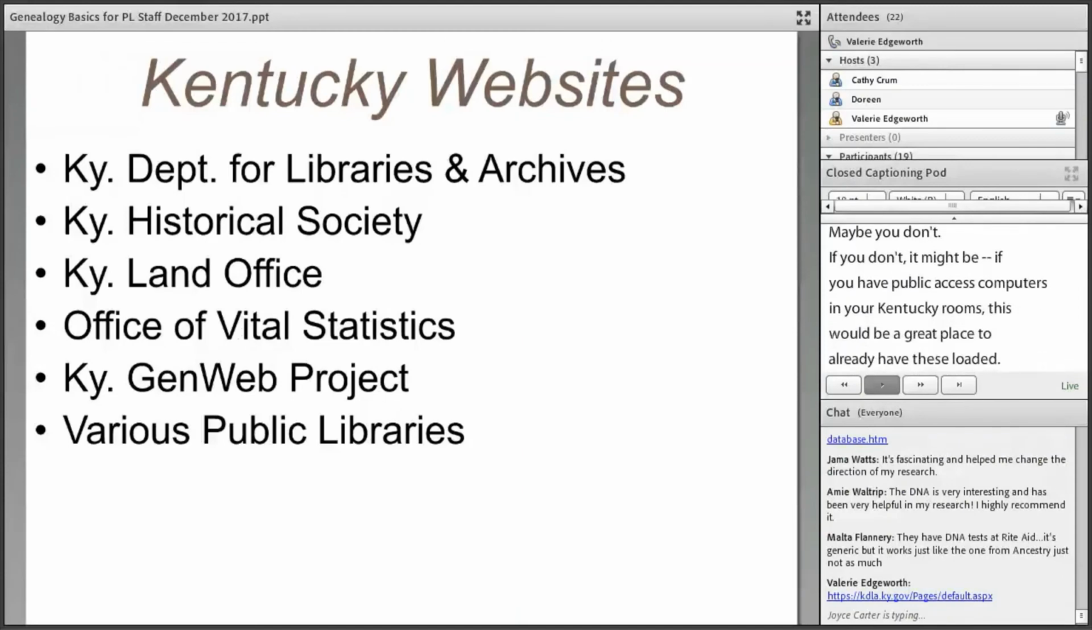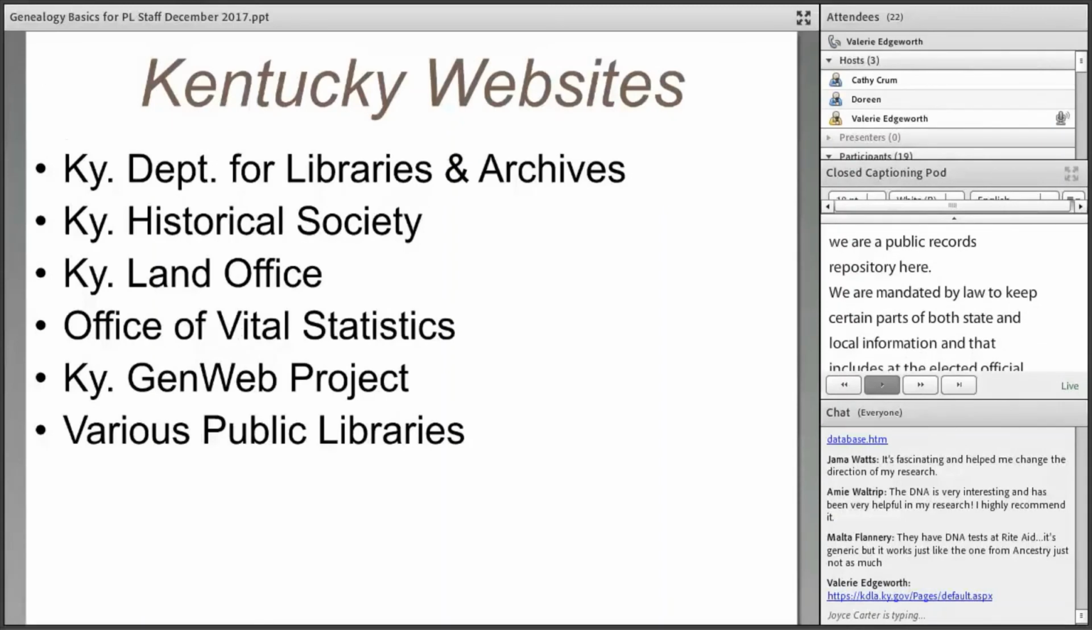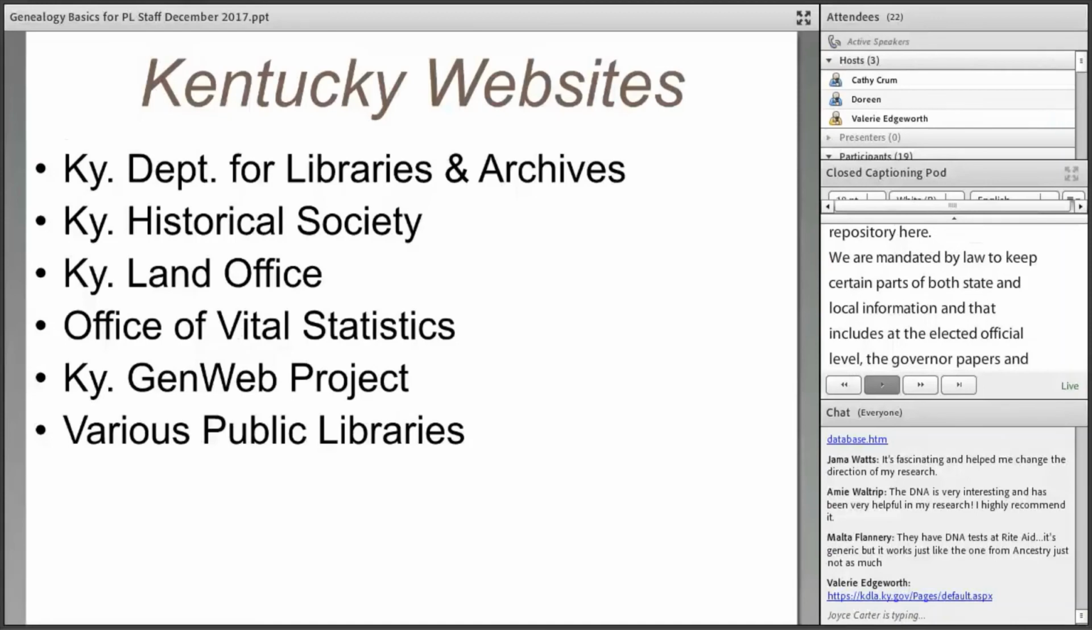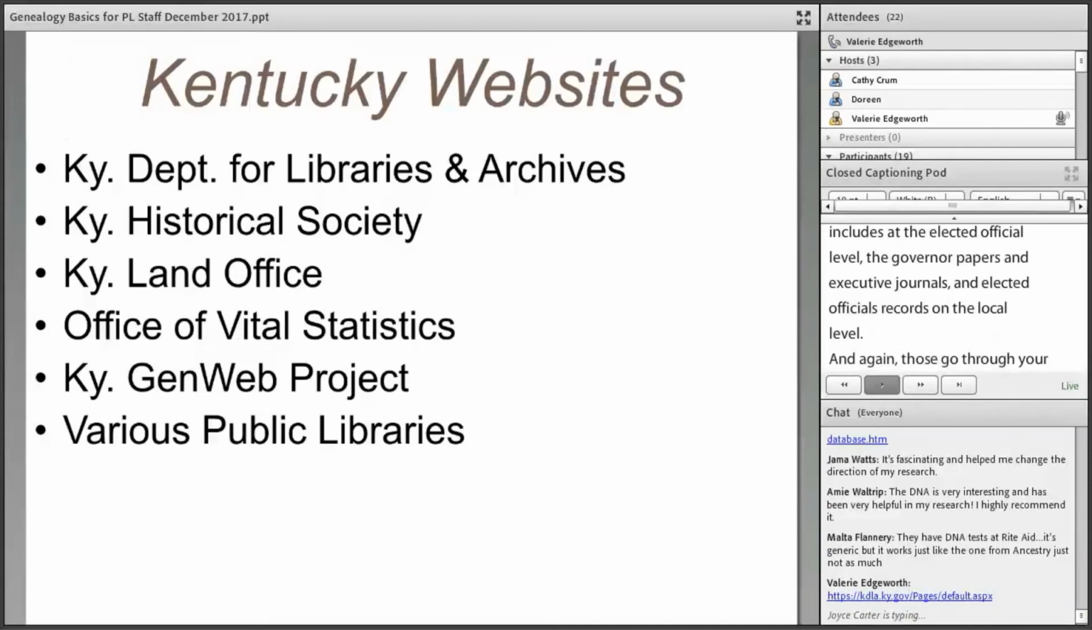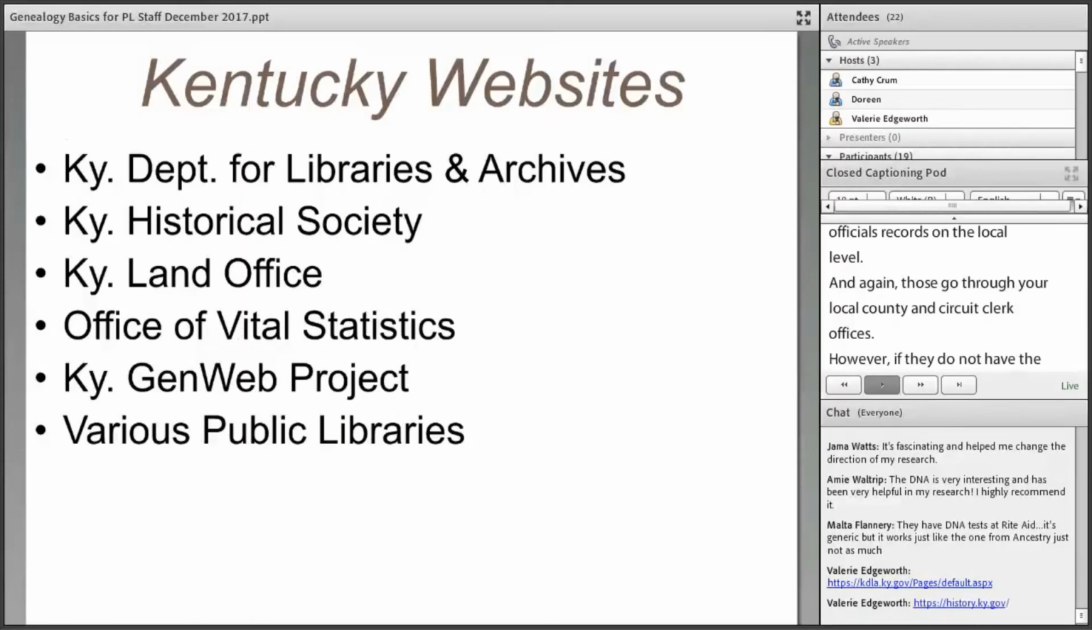The Kentucky Department for Libraries and Archives. Again, we are a public records repository here. We are mandated by law to keep certain parts of both state and local information, and that includes at the elected official level your governor's papers, their executive journals, and elected officials' records. On the local level, again, those go through your local county and circuit clerk offices. However, if they do not have space to keep those records, we keep them here for them.